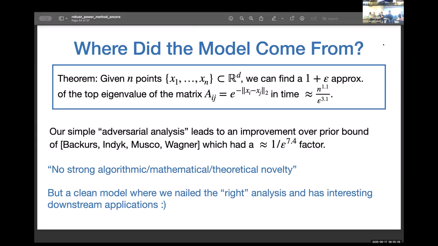I know the top eigenvector has to be non-negative by the Perron-Frobenius theorem, because the matrix is entry-wise non-negative. But yeah, it is a clean model, and I think we nailed the right analysis of it. So now let's go back, and it has some interesting applications. You use exponential parity PSD. Yeah, so this is an input, this is the matrix we care about, and this matrix is PSD.